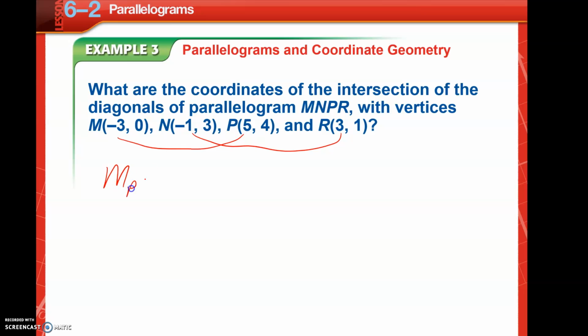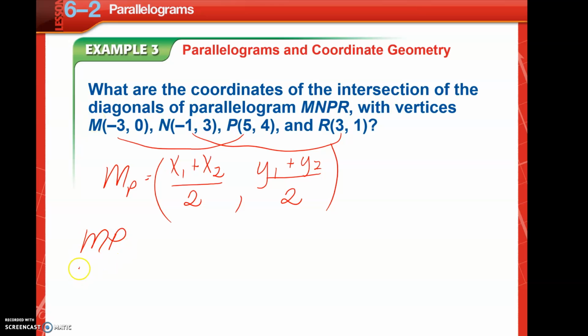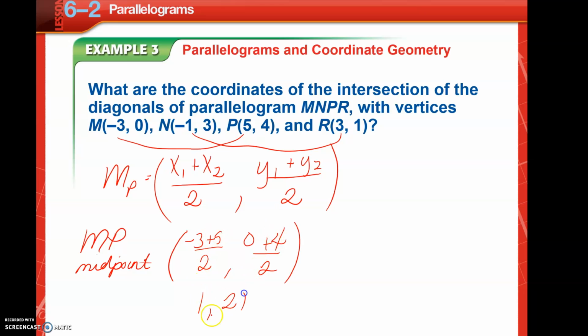And remember our midpoint formula is add your x's, divide by 2 because it's halfway, and add your y's and divide by 2 because those are halfway. So I can find the midpoint of MP by taking -3 plus 5, dividing it by 2, and 0 plus 4, and dividing that by 2. So I get 2 over 2, which is 1, and 4 over 2, which is 2. So my midpoint, or my intersection of them, is (1, 2).